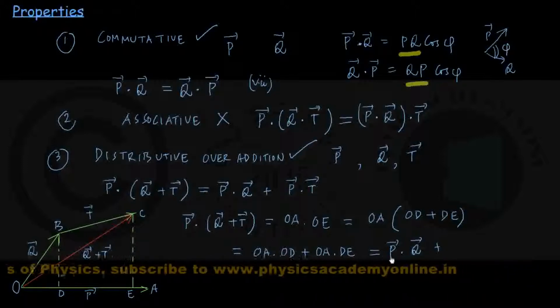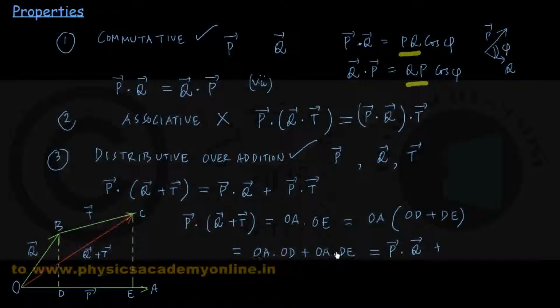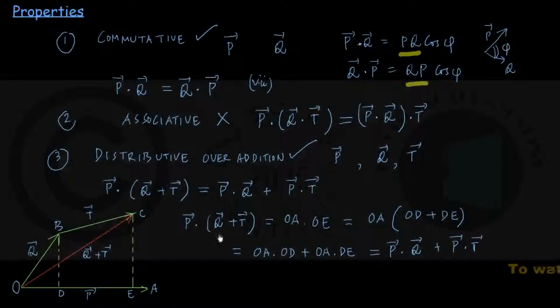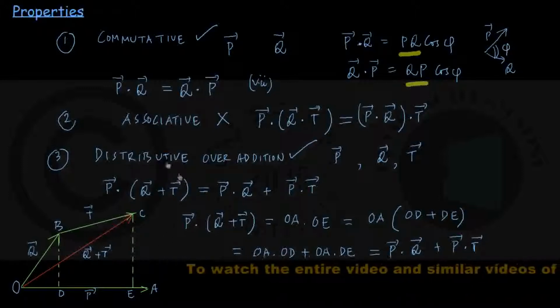And similarly, since OA is the magnitude of vector P and DE is the component of vector T along the vector P, I could also write down this is coming out to be P dot T. And that is the result we had in our mind. Been able to establish here that P dot Q plus T is nothing but P dot Q plus P dot T. We have shown graphically, and that proves distributive property of scalar product over addition.